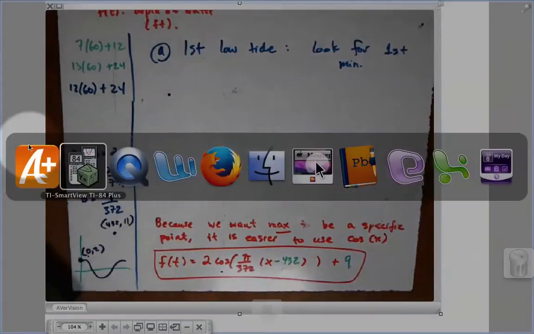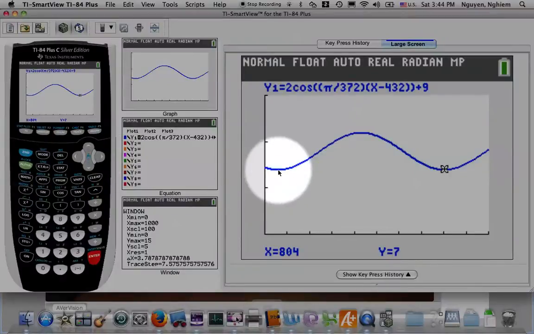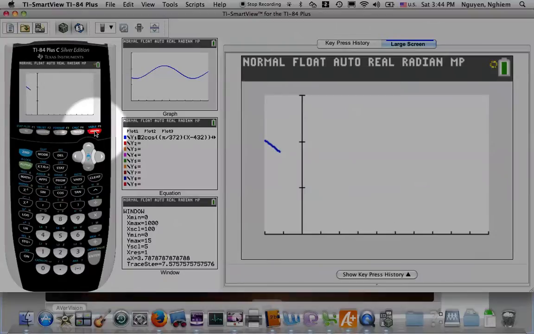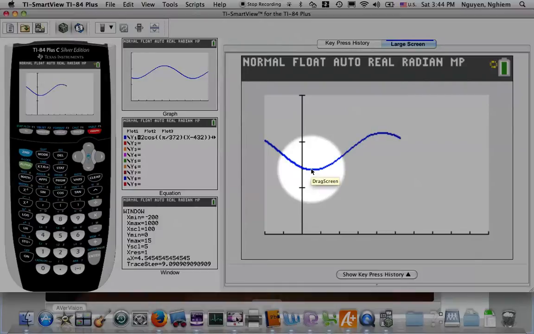In other words, if we look at the graph, we want this point right here, because that's the first time that low tide occurred. This axis right here is midnight. We want to see where the first low tide occurs. So I'm going to move it back a little bit to give myself some room to operate it better, and I'm just going to use my calculator to find this minimum. I know the answer should be 7 for the y value. I just don't know what the x value is.